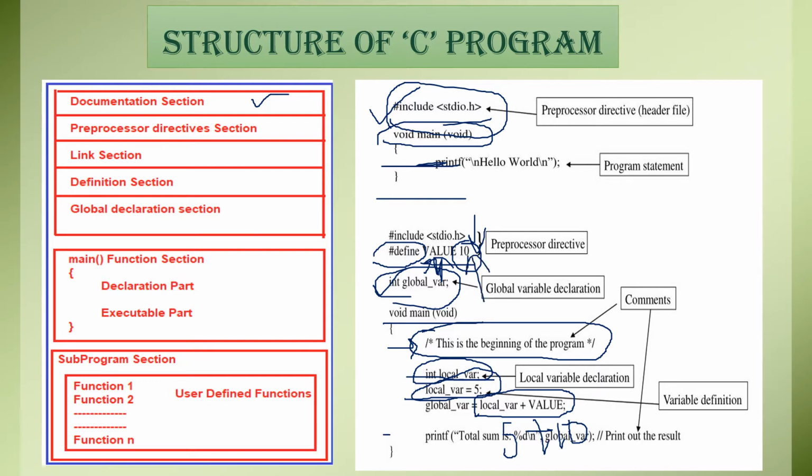So after that we are printing this statement, printf total sum is %d. %d is the format specifier, and here the variable where that value is stored is given, and it prints the result. That means the result is printed on the screen, and this is also a comment.